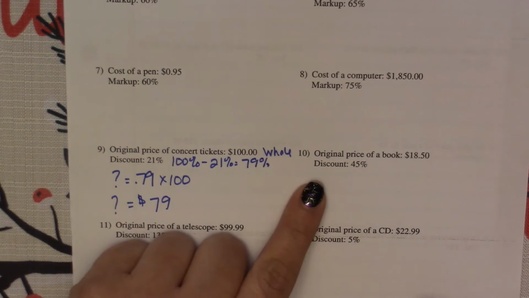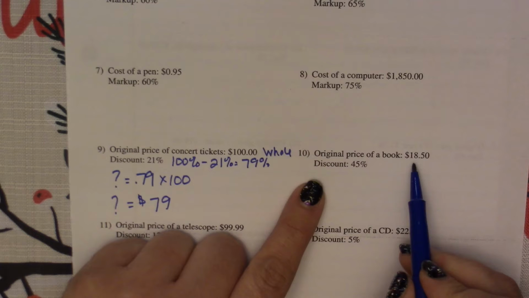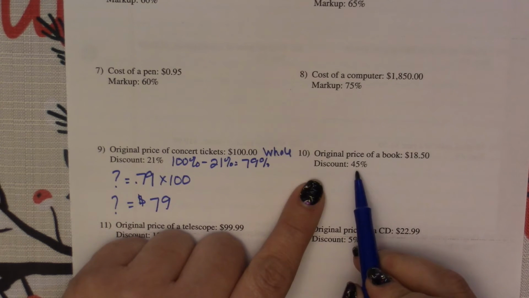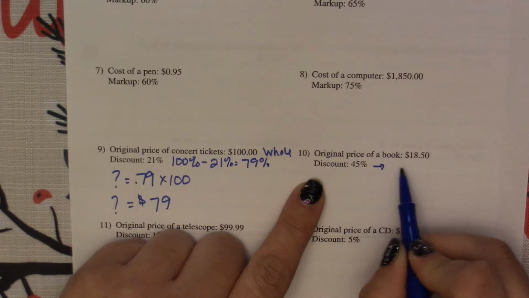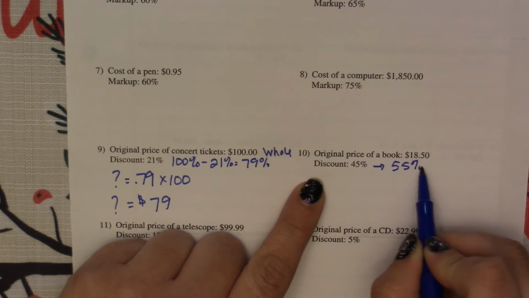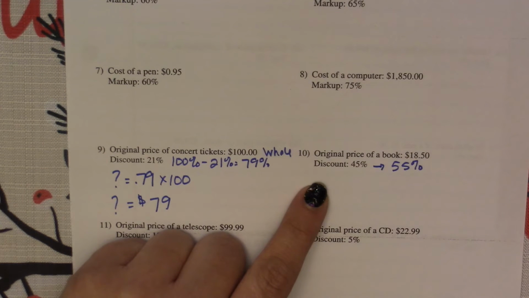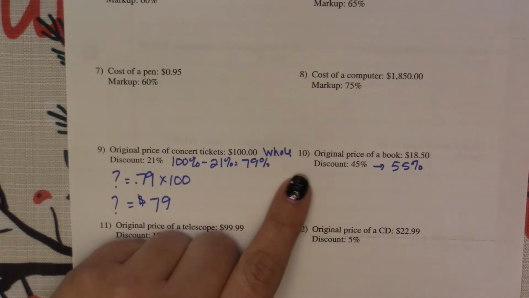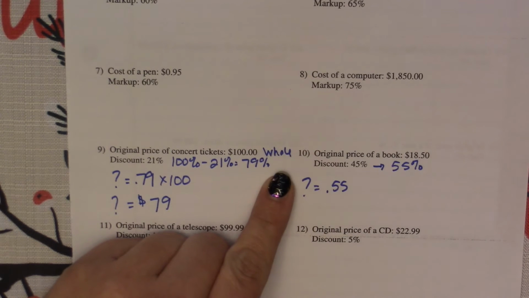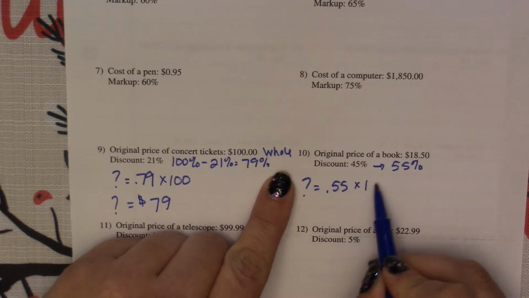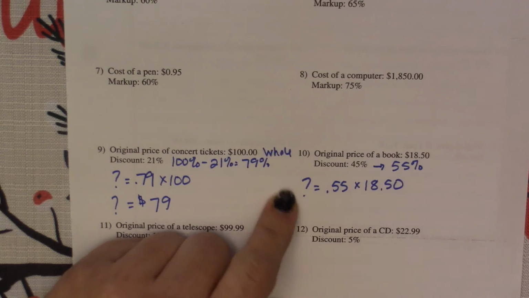All right, let's look at number 10. The original price of a book is $18.50. The discount is 45%. So remember, we are going to take that 45% away from 100, which means that the customer is going to pay 55%. All right, so the customer pays 55% as a decimal times the original cost, or whole, so $18.50.